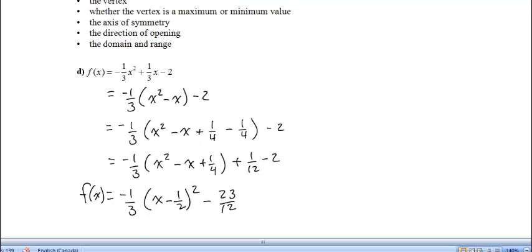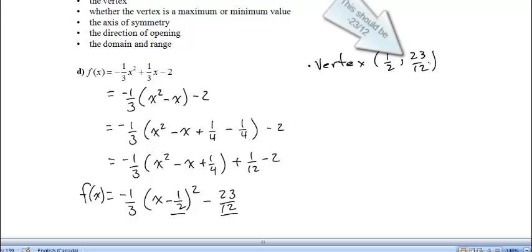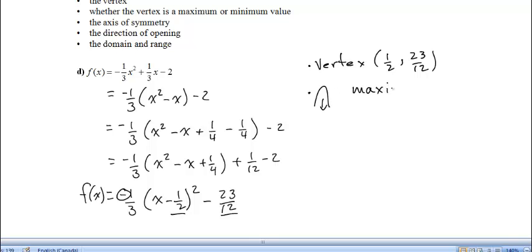So the first one was, what's the vertex? Well, the vertex is going to be based on this x coordinate and this y coordinate. And it's going to be to the right 1/2 and down 23 over 12. Since our function is negative, that means our parabola is going to be pointing downwards, so it's a maximum. That vertex is a maximum.